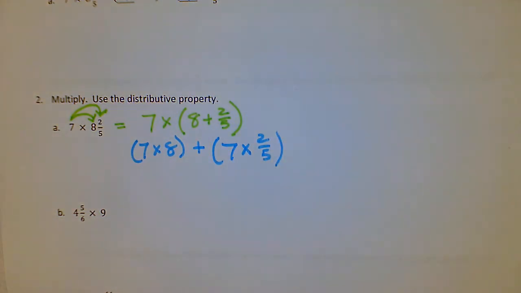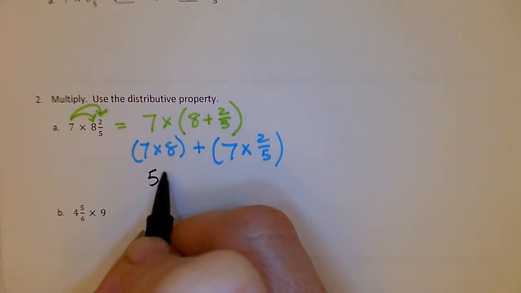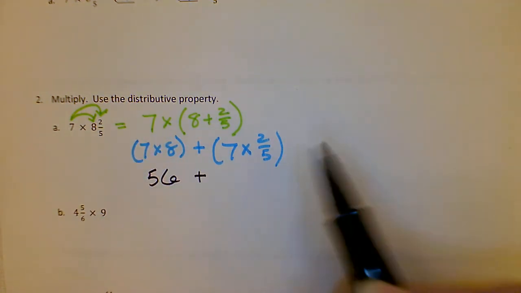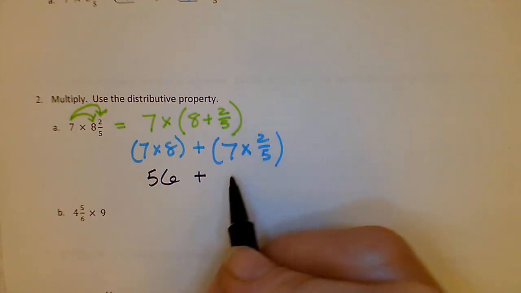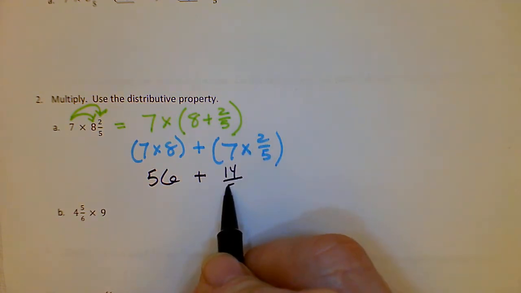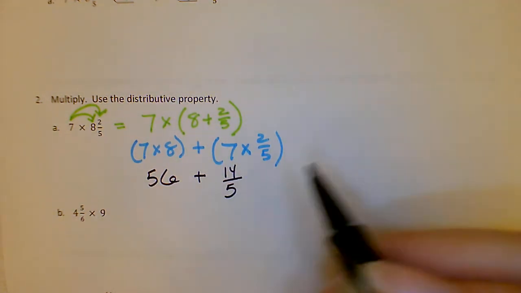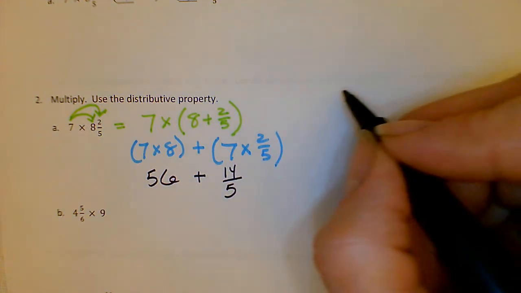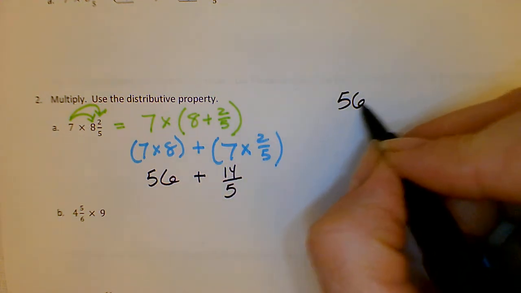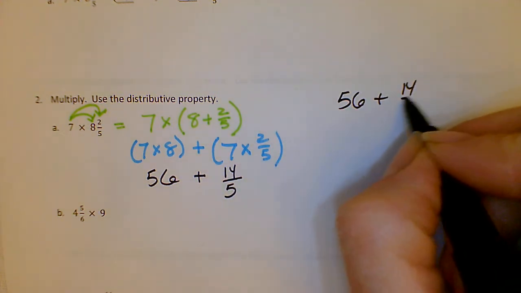And now I just have to multiply. So 7 times 8 is 56, plus 7 times 2 is 14, so 14/5. Oh, but we have another problem. We have a fraction greater than 1. So I'm going to pull this up here to work on. So we have 56 plus 14/5.